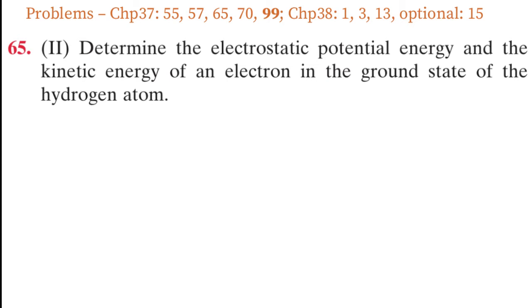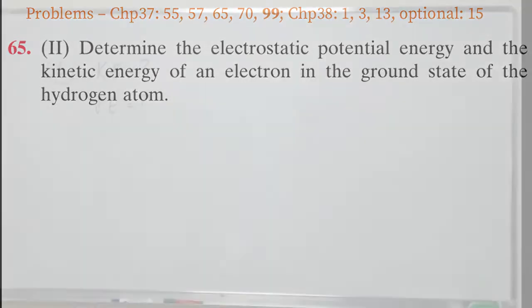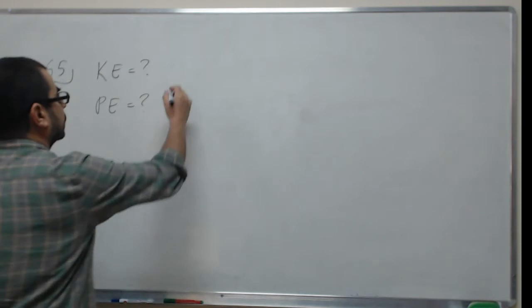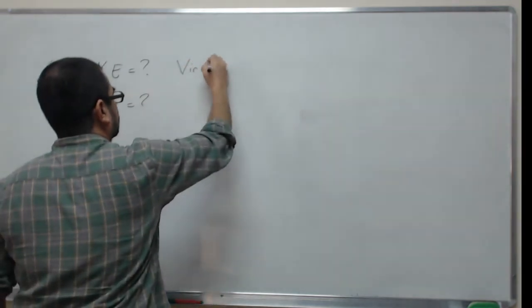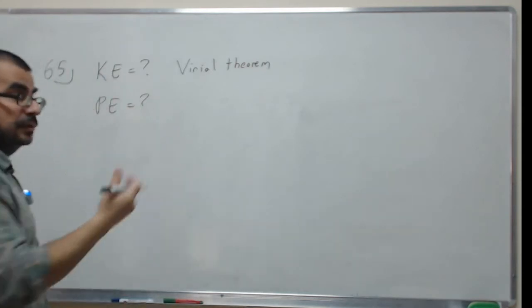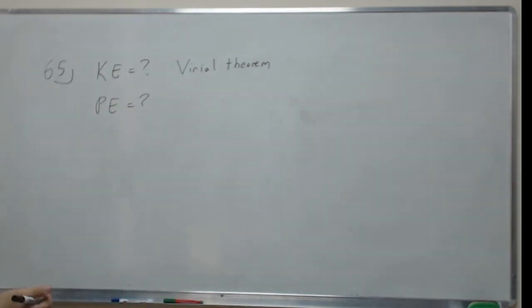Now, the way I want to solve this is to use a very useful theorem called the virial theorem. So my field of study is celestial mechanics. It's very widely used in that field, but it's also applicable to this problem because Coulomb interaction is the same as gravitational interaction.